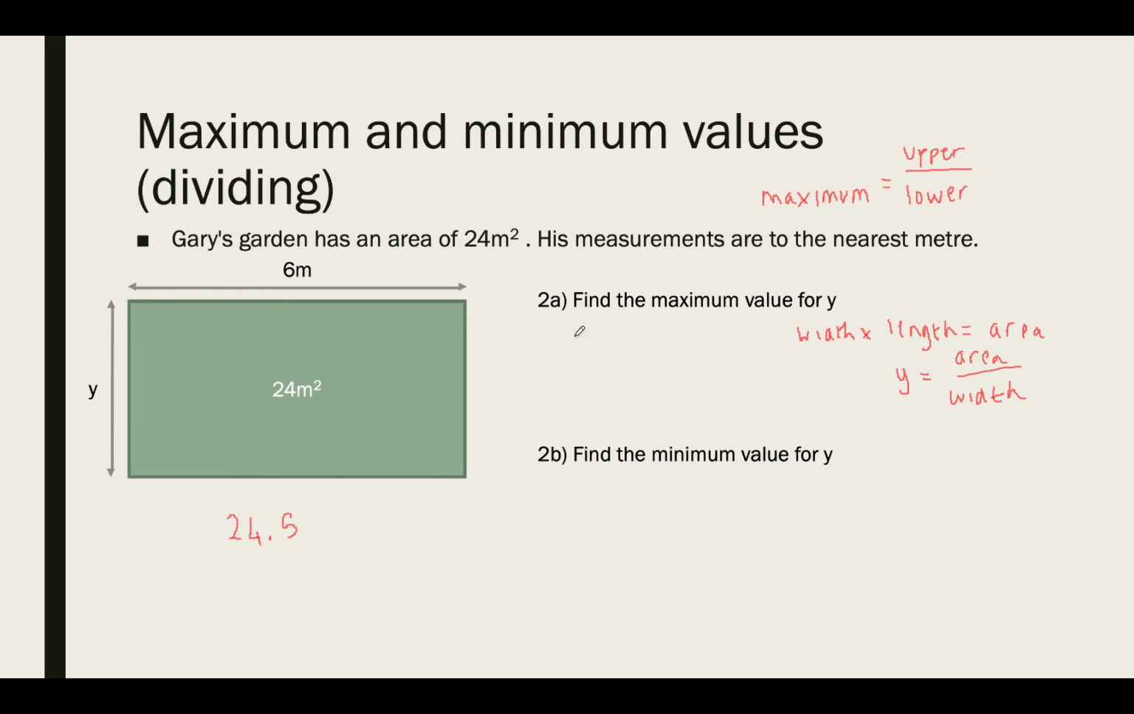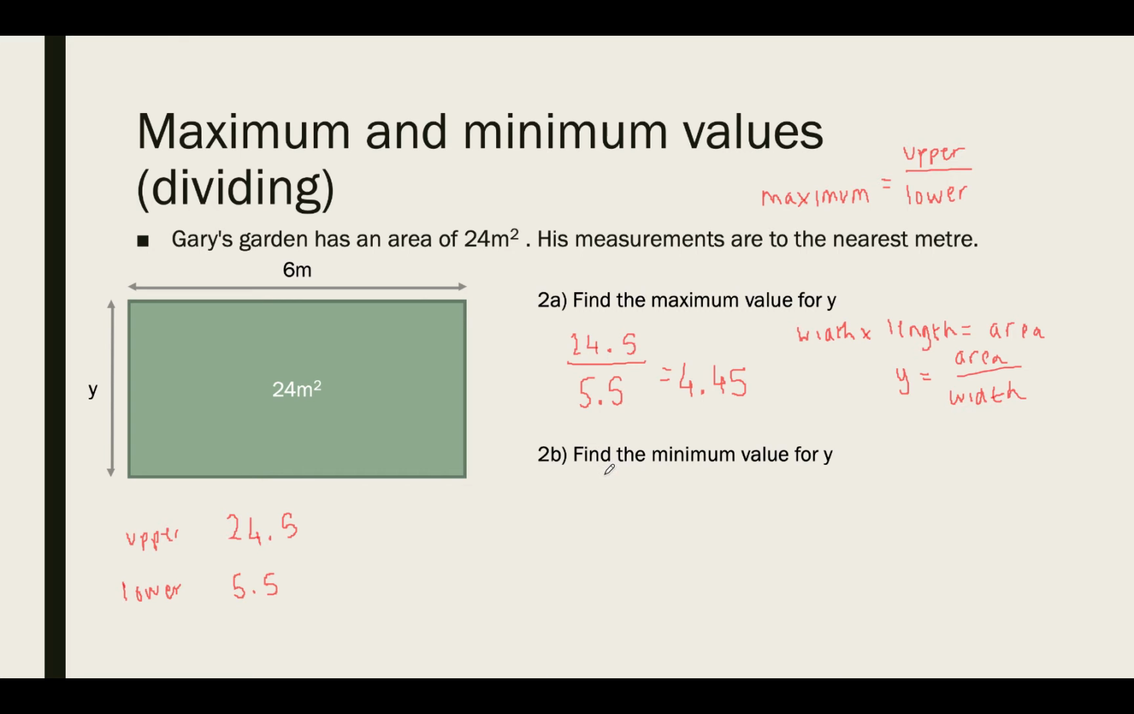So we can write 24.5 on top, and we need to put a lower bound, which is our width, on the bottom. So what's the lower bound of 6 when it's rounded to the nearest meter? So let's remind us this is the upper, and lower would be 5.5. So 24.5 divided by 5.5 would give us an answer of 4.45.